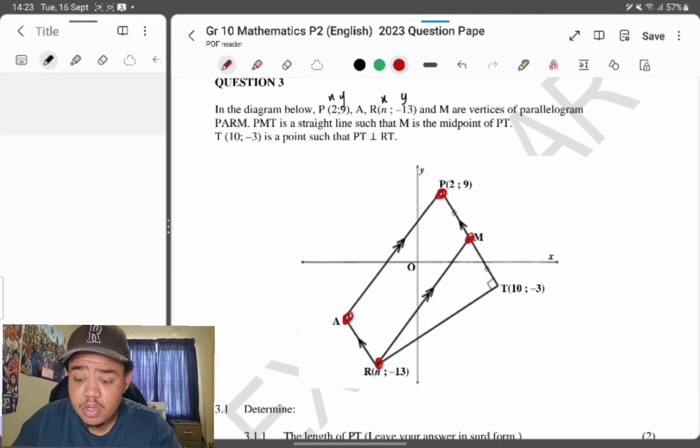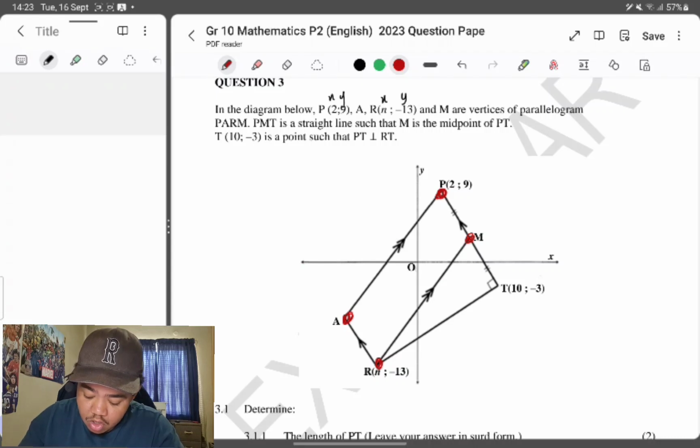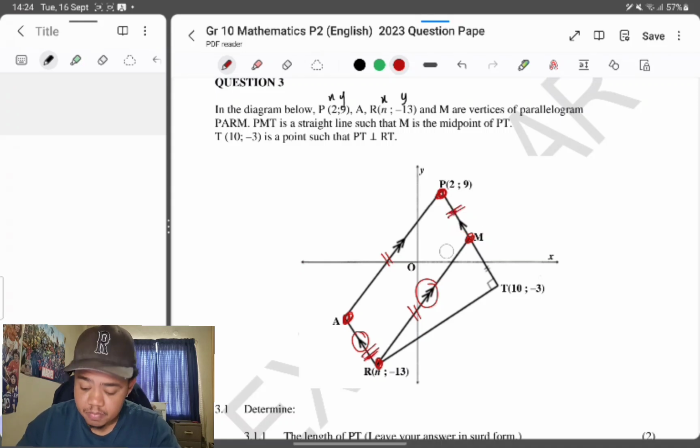And that's very important to know because you need to know the properties of parallelograms. The properties of a parallelogram are that the opposite sides are parallel to each other. So you can see parallel and parallel to each other there. Also, you need to know that the length of this side will be the same as that length there, and the length of this side will be the same as that length there. Remember that.